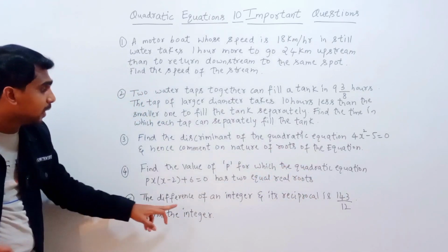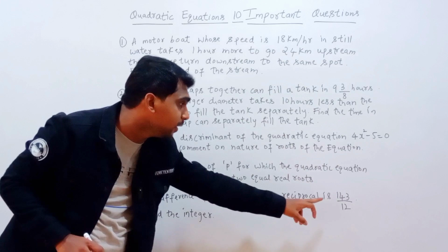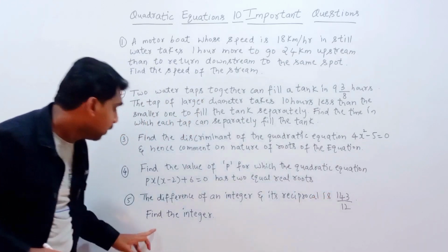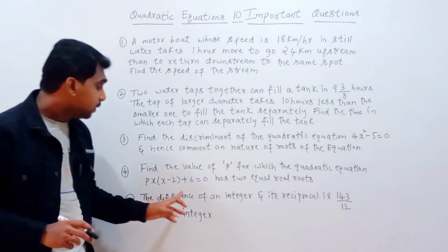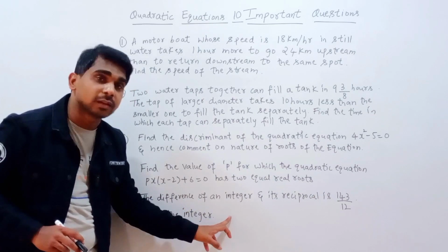Now fifth question, the difference of an integer and its reciprocal is 143 by 12. Find the integer. This is a statement problem. It is asked for 3 marks.